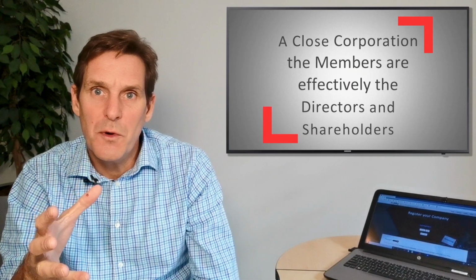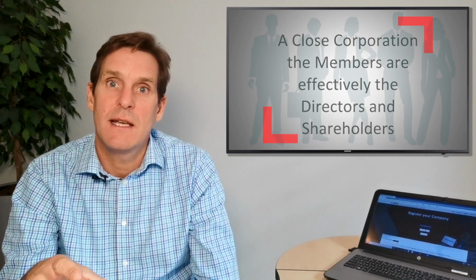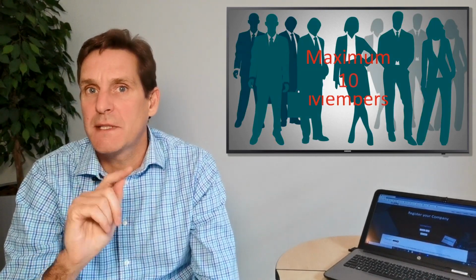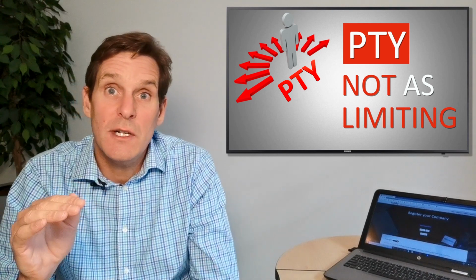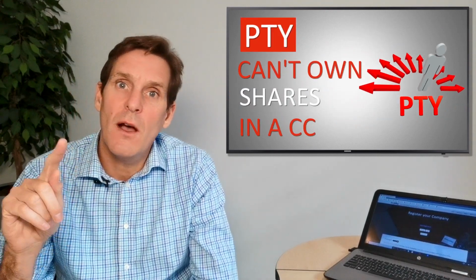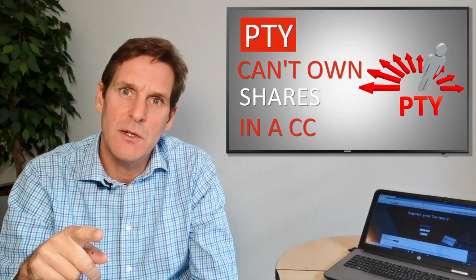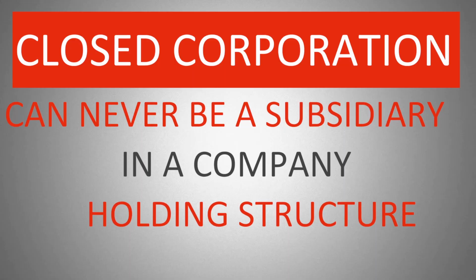While with a closed corporation, the members are effectively the directors and the shareholders, and are limited to a maximum of 10 members only. Since only natural persons and trusts can be members of a CC, a Pty is not limited by this, nor is it limited by the number of directors and shareholders. So a Pty cannot own shares in a closed corporation, which means that the closed corporation can never be a subsidiary in a company holding structure.